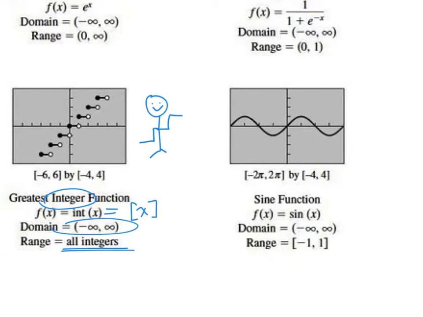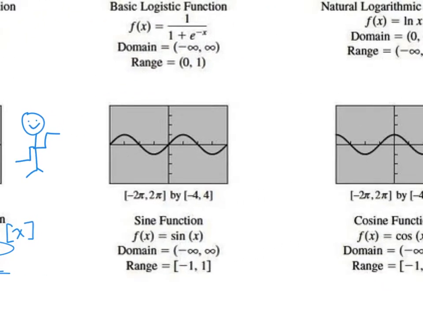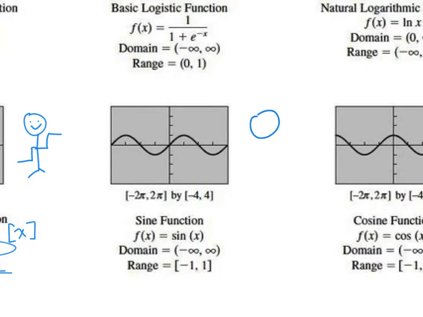All right, last two, sine and cosine. Sine and cosine, you gotta know which one goes up and which one goes down. This one goes up, this goes down. Okay, so like this. And the range is stuck between -1 and 1.